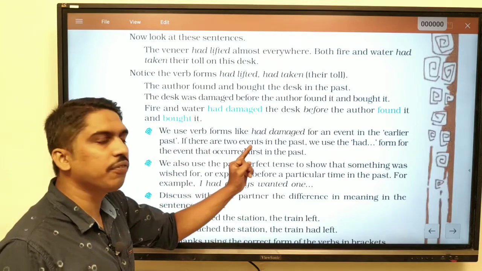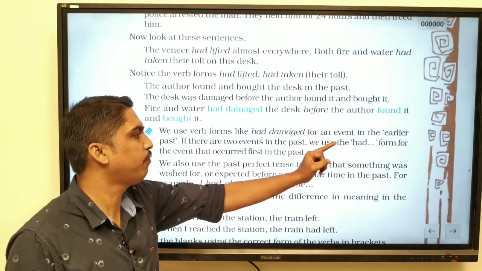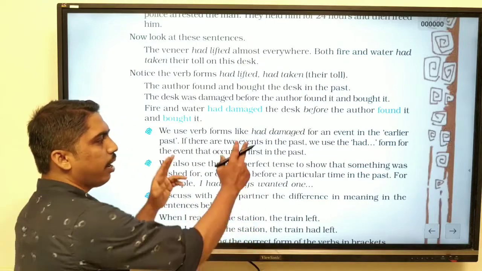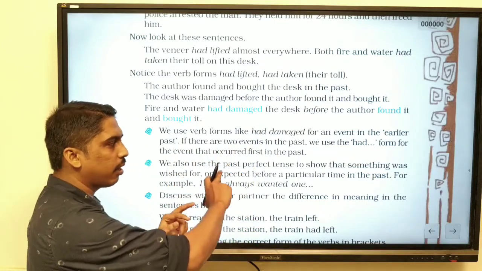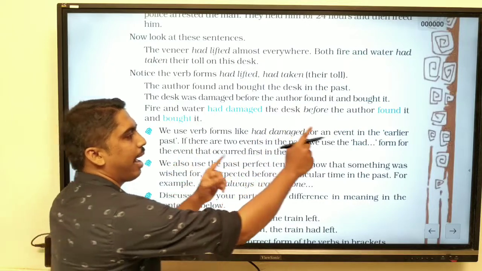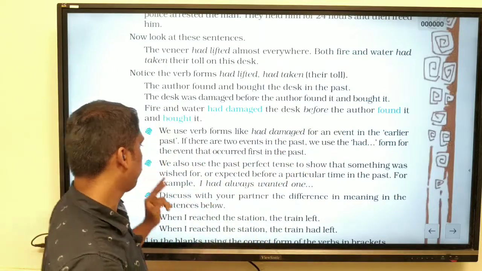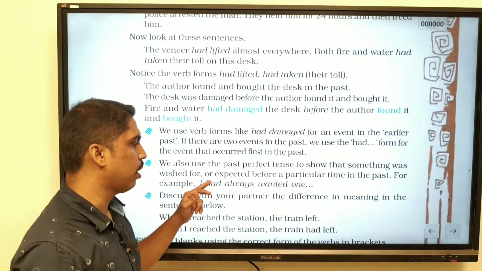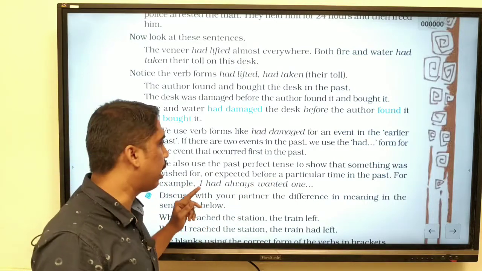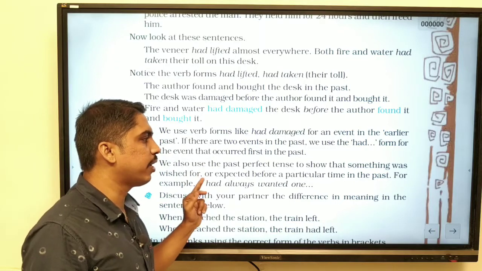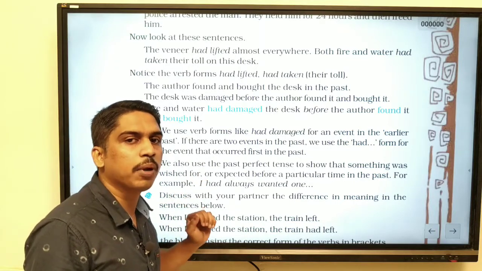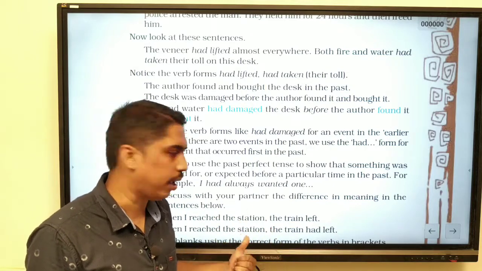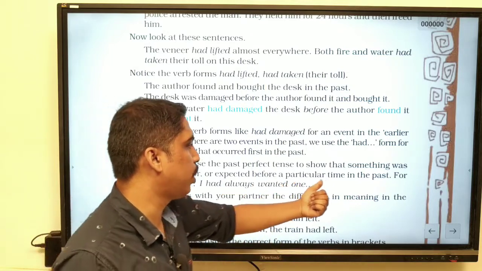If there are 2 events in the past, we use had form for the event that occurred first in the past. നമ്മൾ ഡിസ്കസ് ചെയ്ത കാര്യമാണ്. രണ്ട് പാസ്റ്റിൽ 2 ഇവന്റ്സ് നടന്നു കഴിഞ്ഞാൽ അതിൽ ആദ്യം നടന്നതിനെ ഹാഡ് ഫോം വെച്ചിട്ടാണ് പറയുക. We also use the past perfect to show that something was wished for. അതിനോട് കൂടെ നമ്മൾ പറയാത്തൊരു പോയിന്റ് ആണ്, അഥവാ പാസ്റ്റ് പെർഫെക്റ്റ് ടെൻസിനെ നമ്മൾ എന്തെങ്കിലും ഒരു ആഗ്രഹം നമുക്കുണ്ടായിരുന്നു എന്നുണ്ടെങ്കിൽ ആ കാര്യത്തെയും പാസ്റ്റ് പെർഫെക്റ്റിലാണ് പറയാം. Or expected before a particular time in the past.